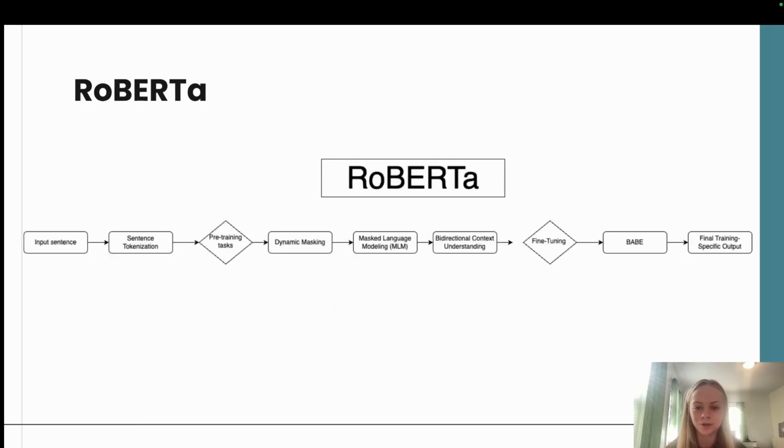So here's the workflow for RoBERTa. As you can see, it's very similar to BERT. However, we are removing that next sentence prediction. So we still have an input sentence. It goes through tokenization, and then the pre-training tasks are run, which includes dynamic masking, MLM, and then we have bidirectional context understanding. Then we'll go in and fine-tune with an additional layer of data, which in our case will be the BABE dataset, and then we'll have our final training-specific output.